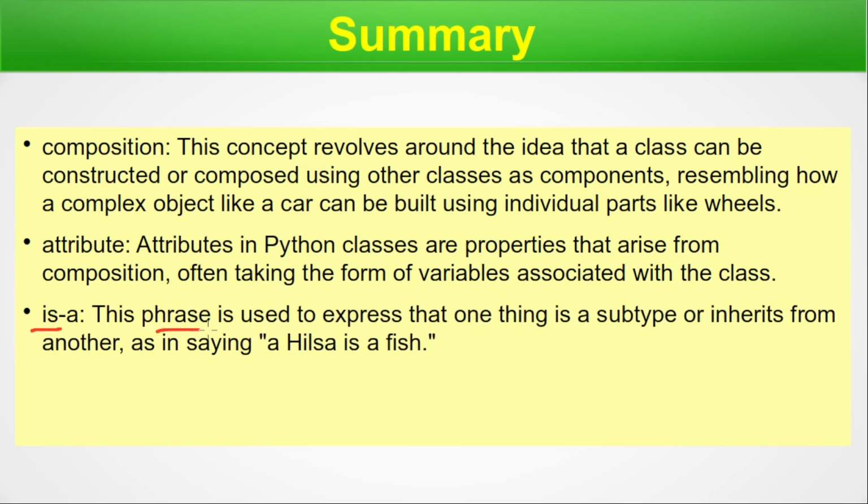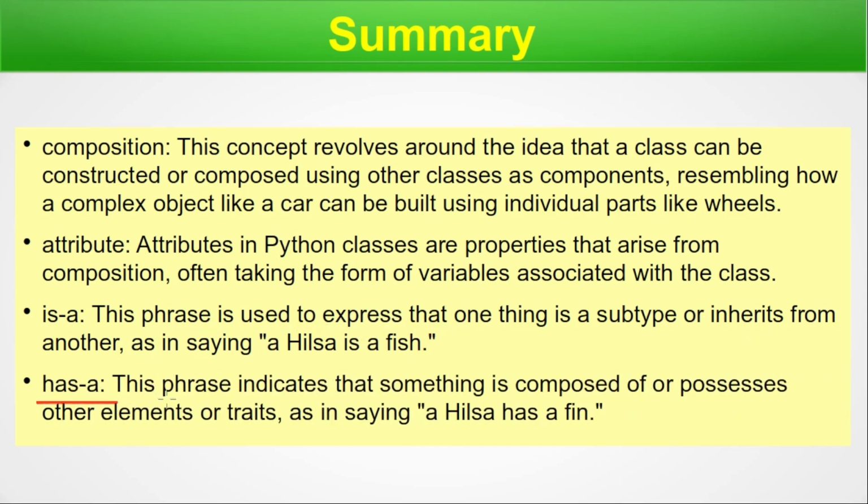Is a. The phrase is used to express that one thing is a subtype of or inherits from another. It is like saying a hilsa is a fish. The fish is a class and hilsa is an object. So the is a concept is connecting an object with its class. Has a. The phrase indicates something is composed of or possesses other traits. Say, hilsa has a fin. So the attribute gets connected with its object using has a. So attributes are connected through has a, and the object and its class are connected using is a.